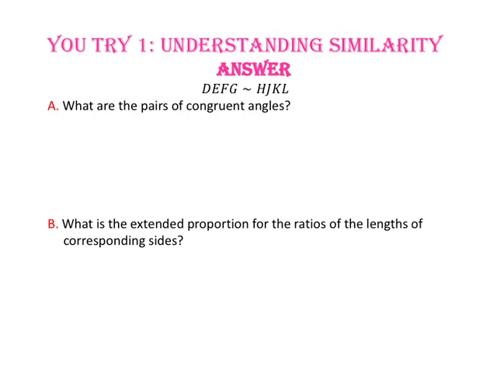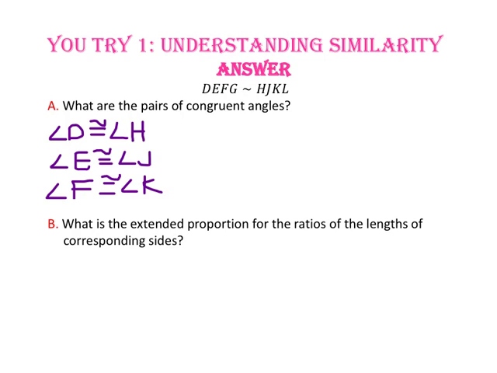We're going to use the fact that polygon DEFG is similar to polygon HJKL. To answer part A, what are the pairs of congruent angles? Again, use the name. The first letters, D and H, represent the first pair of congruent angles. The second letters, E and J, represent the second pair. The third letters, F and K, represent the third pair. And the fourth pair of letters, G and L, represent the fourth pair of congruent angles.